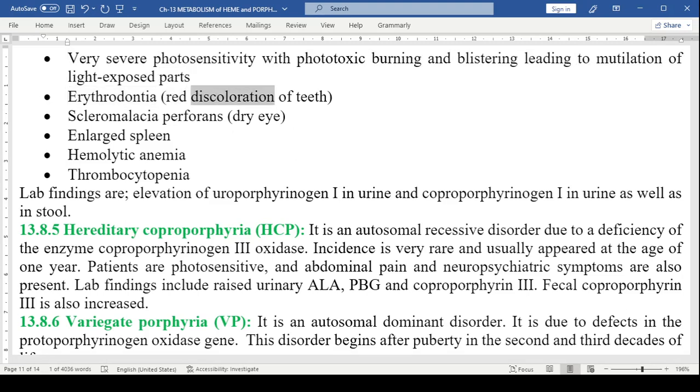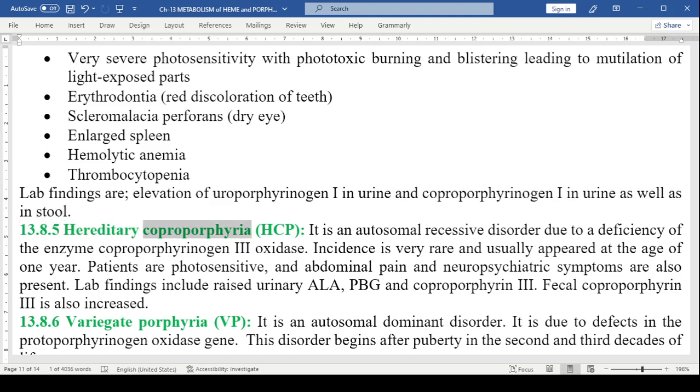Erythrodontia, red discoloration of teeth. Scleromalacia perforans, dry eye. Enlarged spleen. Hemolytic anemia. Thrombocytopenia. Lab findings are elevation of uroporphyrinogen I in urine and coproporphyrinogen I in urine as well as in stool.